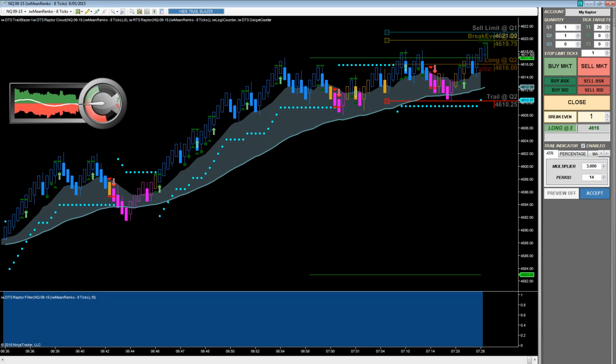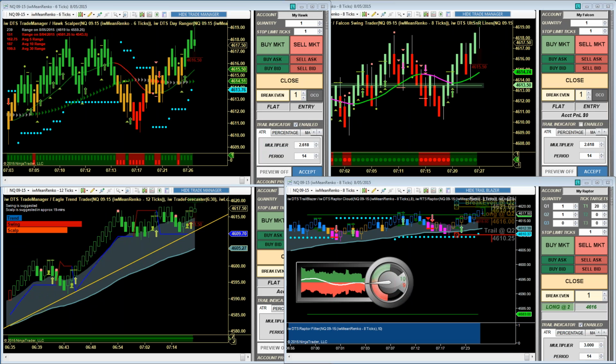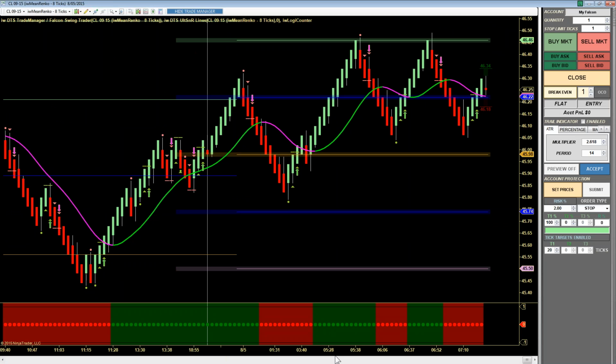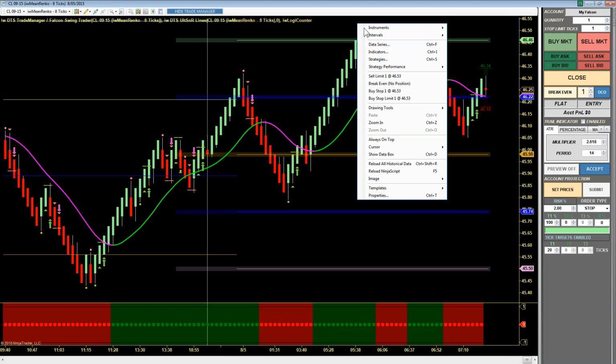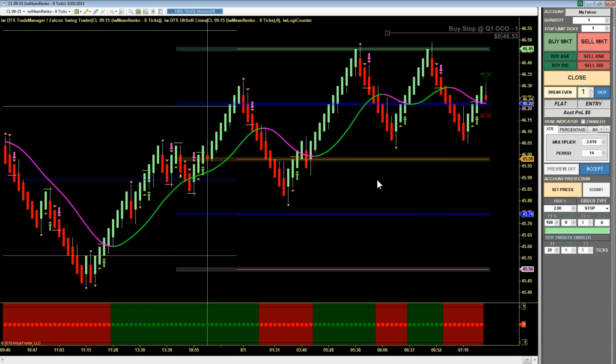In fact, we're going to have a little bit of fun here. This is crude oil. We're only a few minutes from the crude inventory report, and you can see that crude is trading very much sideways. And this is a very risky proposition, folks. I show it to you so that I can highlight the OCO order feature, the one cancels other feature.